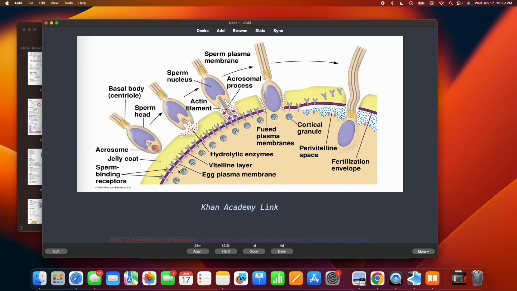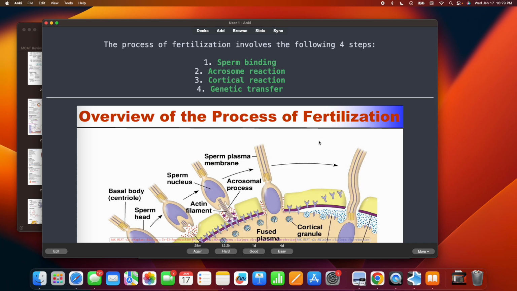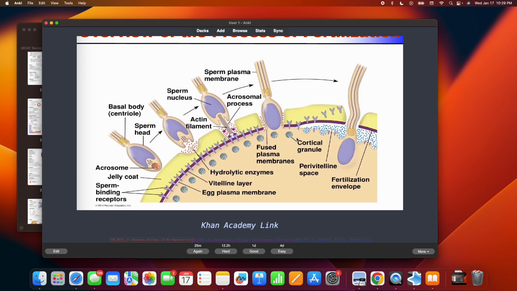Egg plasma membrane. So acrosome reaction, and then what reaction? Sperm nucleus goes into that acrosomal process. Sperm plasma membrane, fused plasma membranes. We have cortical reaction and genetic transfer. So cortical granule, perivitelline space, fertilization envelope.